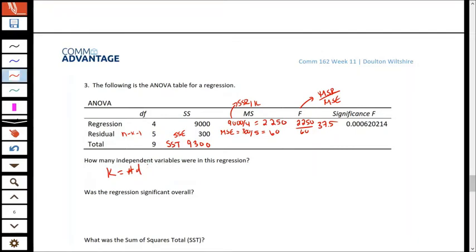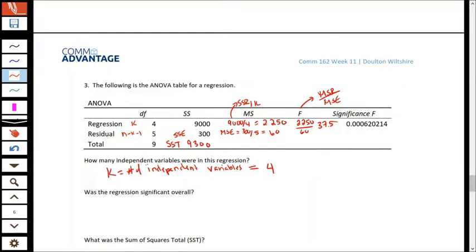K is our number of independent variables. And K is, in that first spot, degrees of freedom regression, so it is 4. We don't know, we didn't see this data, we don't know what's going on, but we do know that it is 4, okay?